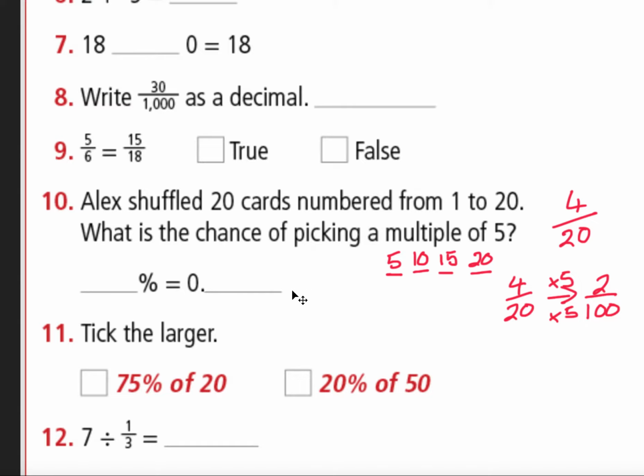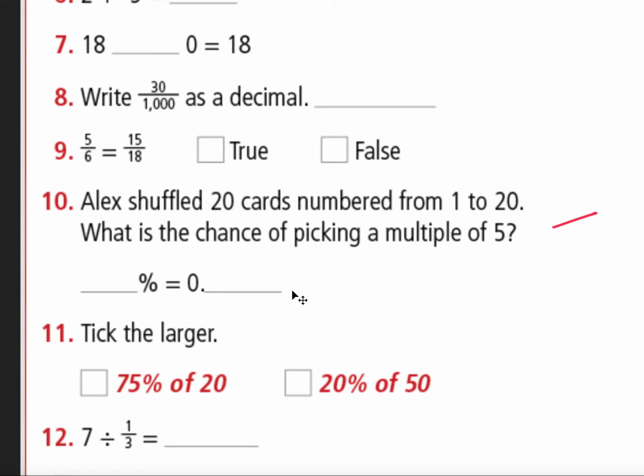Number 11, we have to tick the larger: 75% of 20 or 20% of 50. Now, it helps a lot here if we recognize what fractions they are. So 75%, that is 75 over 100. And we can simplify that. 25 goes into the top 3 times and it goes into the bottom 4 times. So this here is 3/4 of 20. So we're going to take 20, divide it by the bottom and multiply it by the top. And that'll give us a number in here.